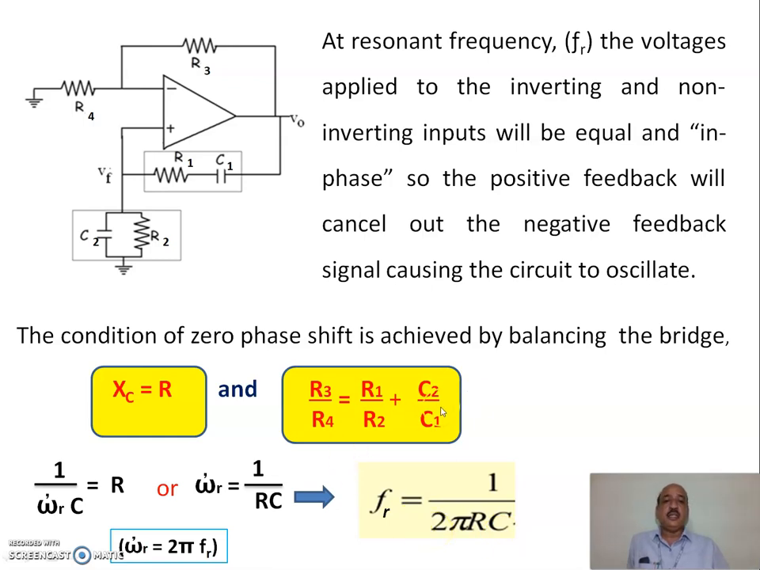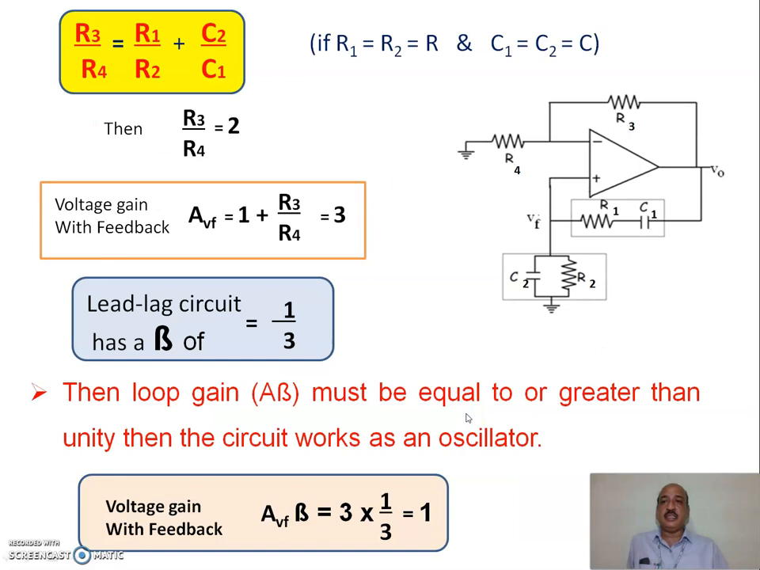And the second one, the bridge balance condition. Here we will see R3 by R4 is equal to R1 by R2 plus C2 by C1. If we take the values of the resistors R1 and R2 equal, that is R1 is equal to R2 is equal to R, and similarly the capacitors C1 is equal to C2 is equal to C, then R divided by R plus C divided by C is 1 plus 1, which is equal to 2. Therefore, R3 by R4 is equal to 2.